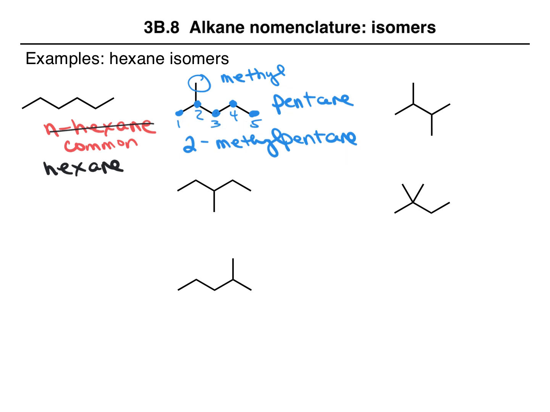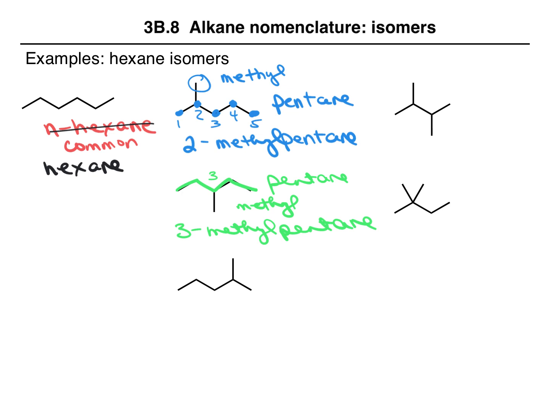So 2-methylpentane. For the next one, our longest carbon chain is 5 carbons, so it has the base name of pentane. Our branch is a methyl group. And if we number left to right or right to left, either way, this is carbon 3. So this one would be 3-methylpentane. Again, methylpentane is one word, no space in between.